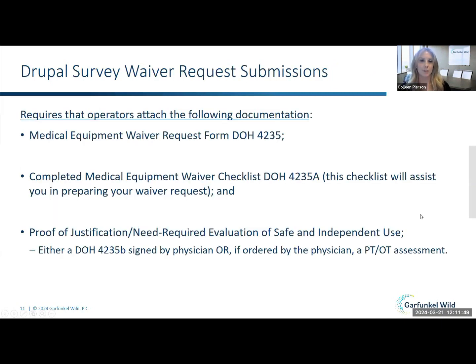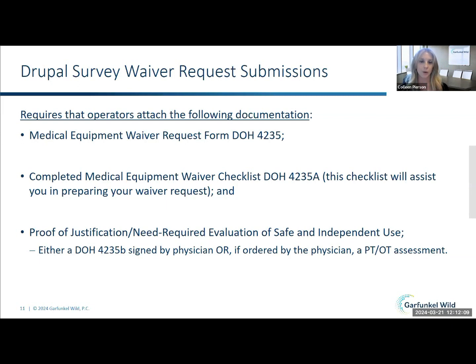So you are required to submit the 4235 form, which is the waiver request form. As I mentioned earlier, this is the same form you use for equivalencies, and you are still going to be filling this out for your waiver requests, but attaching it to that Drupal survey.